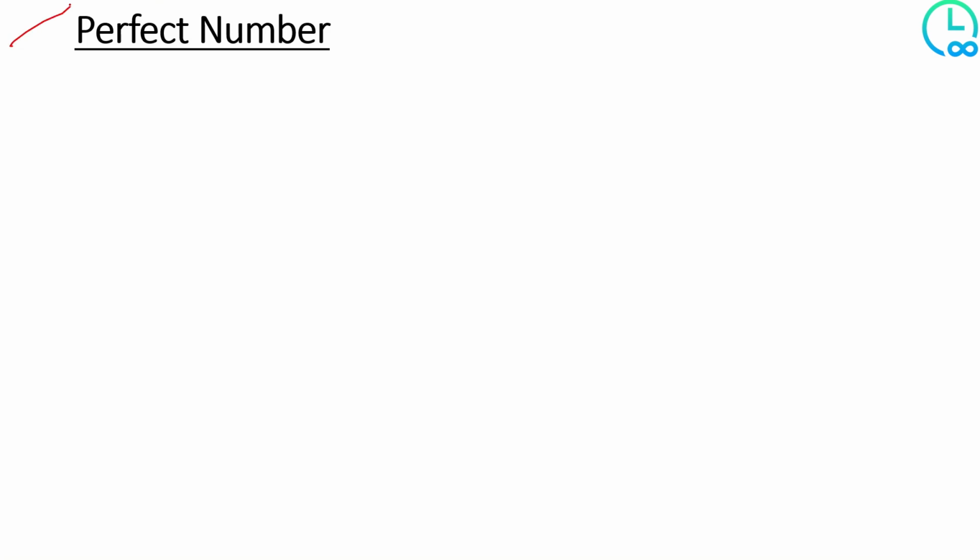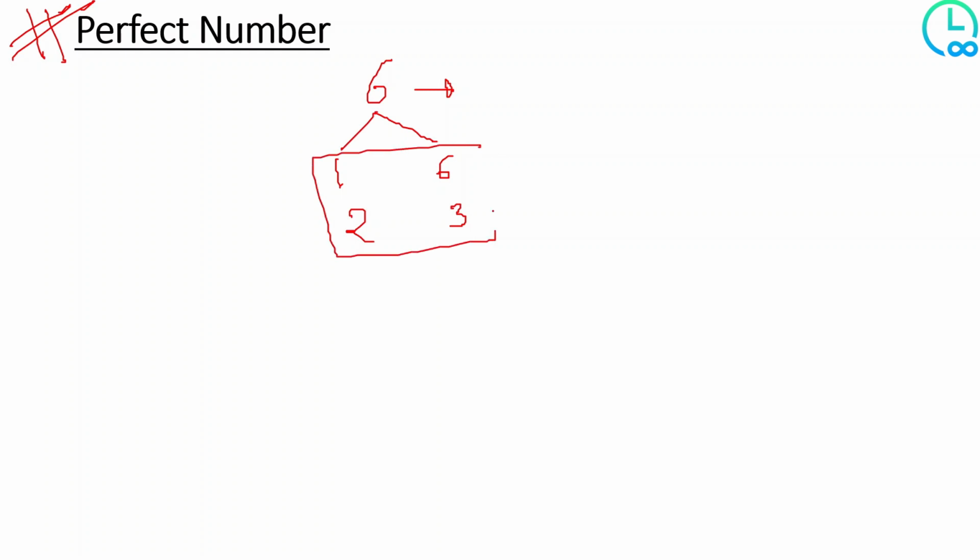Perfect number, one important thing. Perfect numbers are those numbers, let me explain with the help of an example. 6 is a perfect number. If I write all the factors of 6, and if you add all the factors of 6, you'll get 12. So this is the property of perfect numbers, that the sum of the factors of the number will be twice of the number. So you can write this thing.